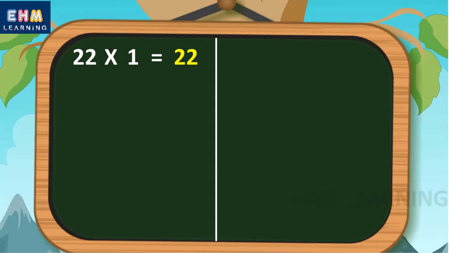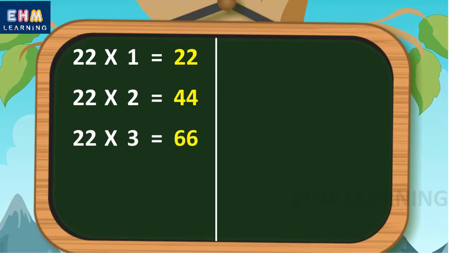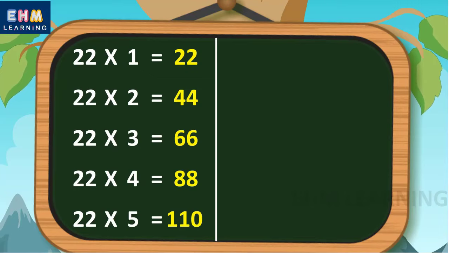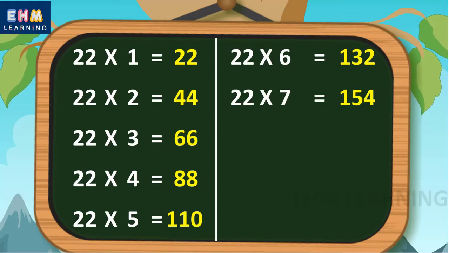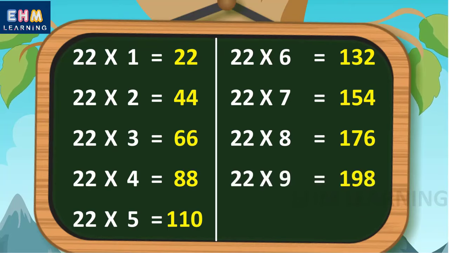22 ones are 22. 22 twos are 44. 22 threes are 66. 22 fours are 88. 22 fives are 110. 22 sixes are 132. 22 sevens are 154. 22 eights are 176. 22 nines are 198. 22 tens are 220.